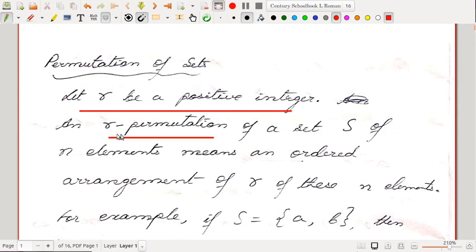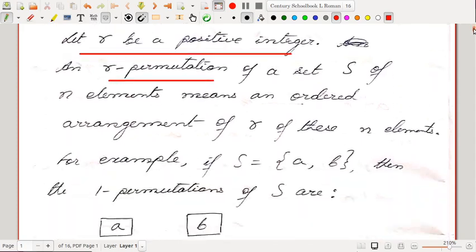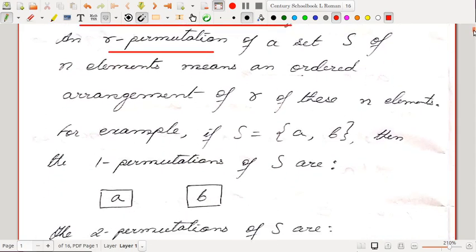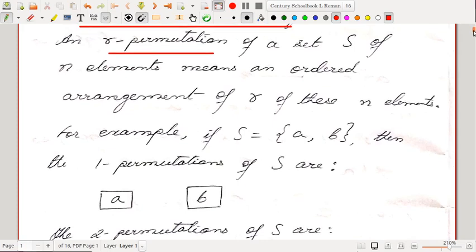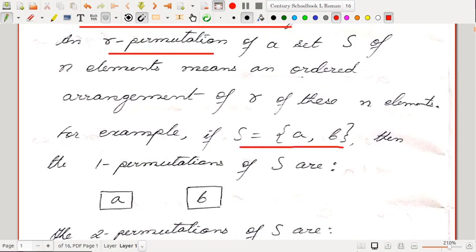An r-permutation of a set S of n elements means an ordered arrangement of r of these n elements. From the n elements we take r elements and then arrange them. That gives us an r-permutation. For example, if the set has two objects A and B, what are the one-permutations? You take one object at a time and arrange it. You take A, so this is one arrangement. You take B, then this is another arrangement, and these are the only possible one-permutations of this set.